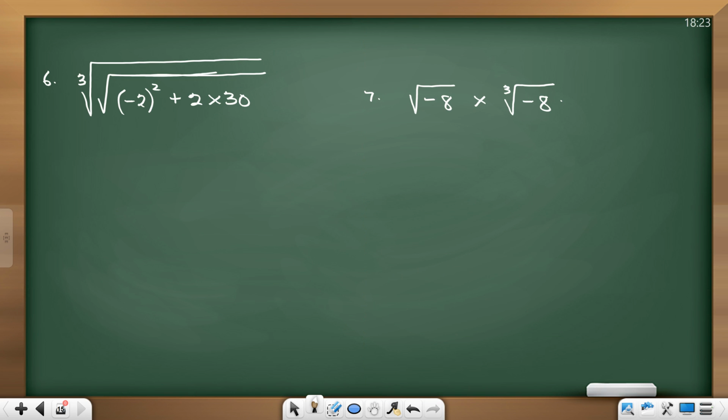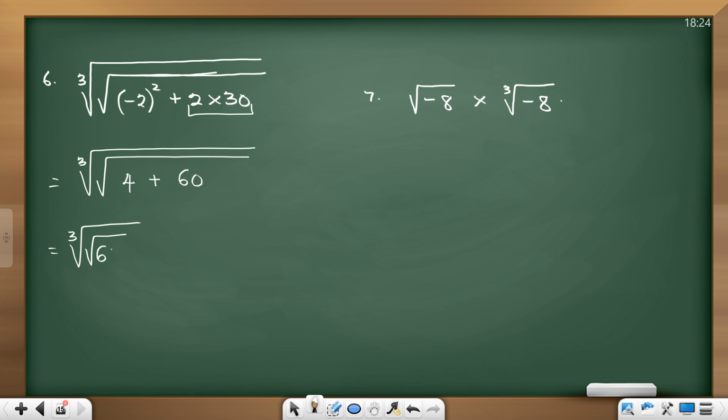Okay, we start from the square root inside. And inside we have brackets. Negative, negative will give me positive 4. And that will give me 64 because we have to do that. Okay, so what do we have? Cube root of the square root of 64. Now, what is the square root of 64? 8. And what is the cube root of 8? 2. Here, number 7, the negative of a square root is undefined, which makes the whole answer undefined.